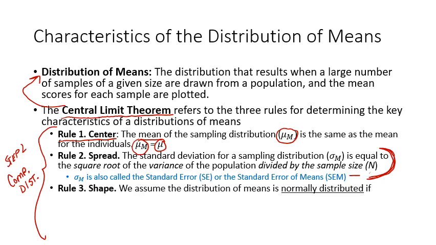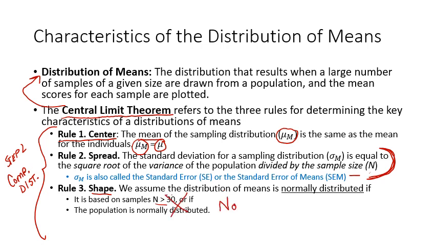We assume that the distribution of means is normally distributed. For our class, whenever you write down shape, you can write the name of the distribution and just write normal. Okay? The official rules are that we can only say normal if n is greater than 30 or if the population is normally distributed. But we're not going to stress about that. We'll know it. Now you've heard it. But we're just going to say normal because for all our examples, we're going to say normal.